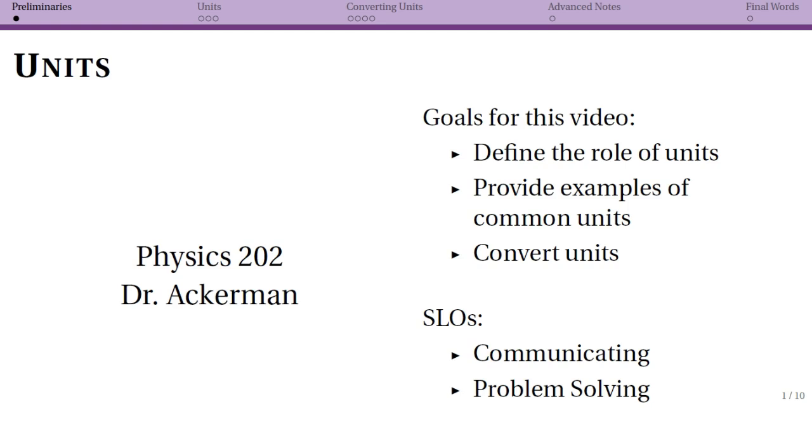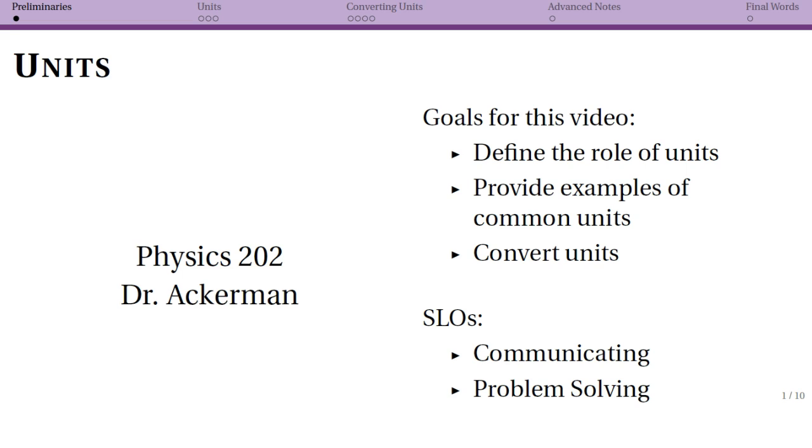In this video, we're going to be covering units, and there are a few different things we're going to be talking about, both in general, what are units and what role do they play, but we'll also be looking a little bit at how units are converted. There are some major learning objectives that this ties to.